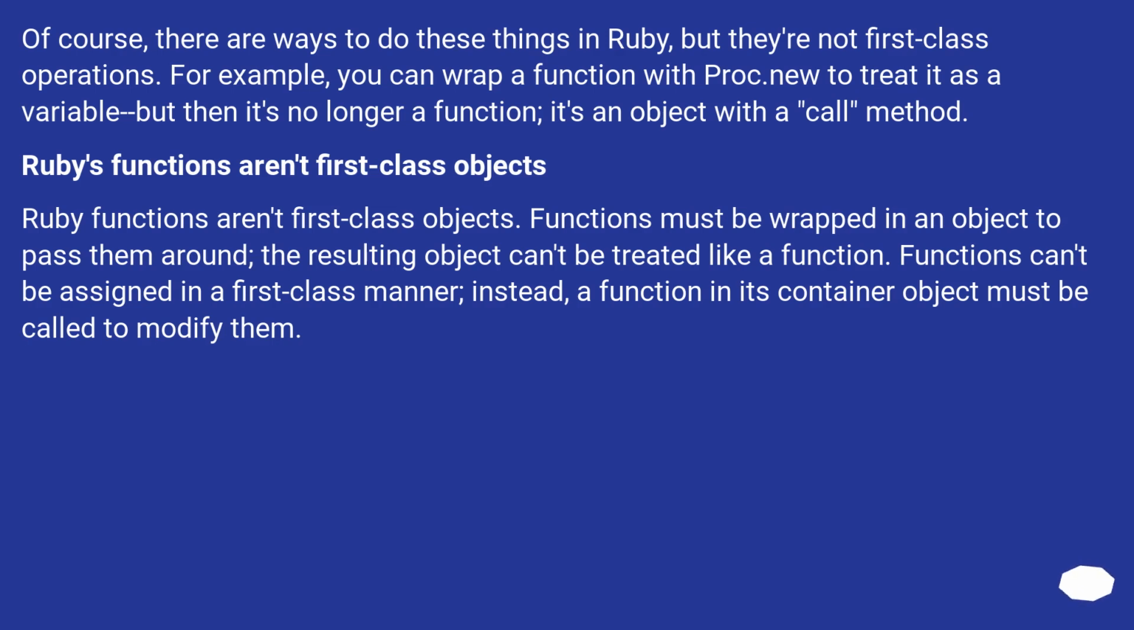For example, you can wrap a function with Proc.new to treat it as a variable, but then it's no longer a function, it's an object with a call method. Ruby's functions aren't first-class objects. Functions must be wrapped in an object to pass them around. The resulting object can't be treated like a function. Functions can't be assigned in a first-class manner. Instead, a function and its container object must be called to modify them.